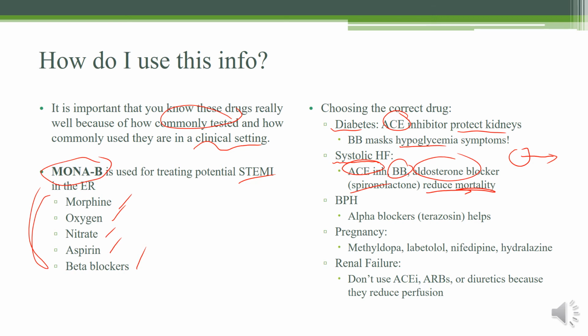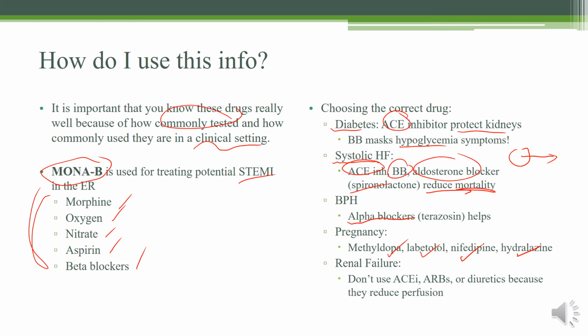Benign prostatic hyperplasia, you may want to consider an alpha blocker. Even though they're not as effective, they may actually help you with two things in one, like a large prostate and hypertension. In case of pregnancy, you want to think of methyldopa, labetalol, nifedipine, and hydralazine. These are just a list of some drugs that are safe for pregnancy.